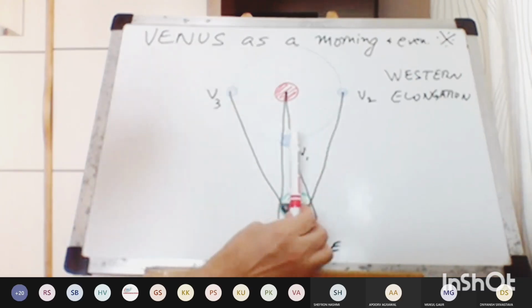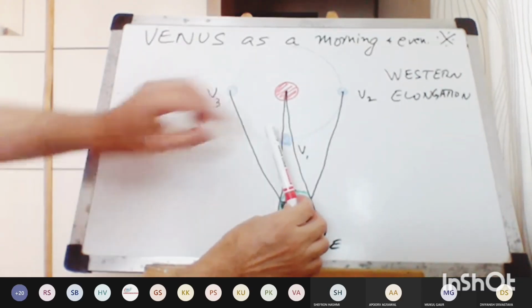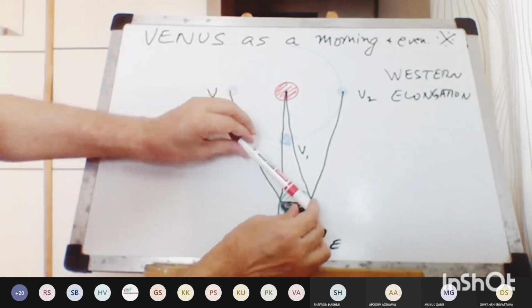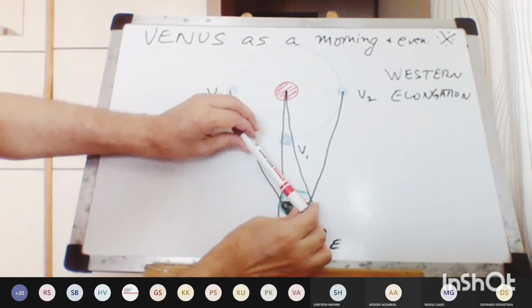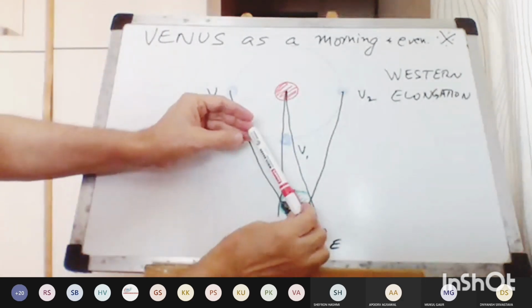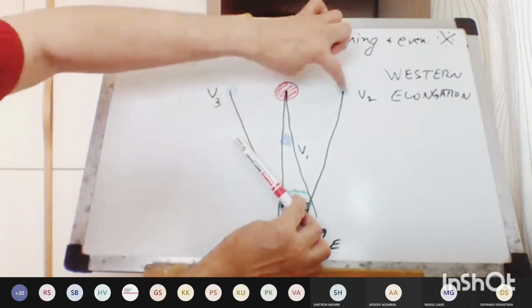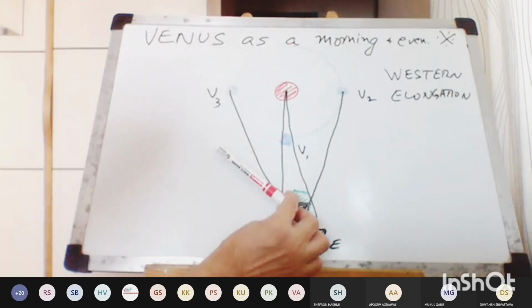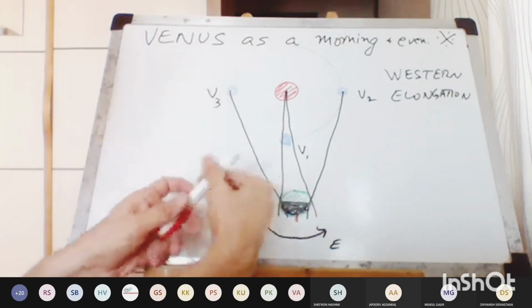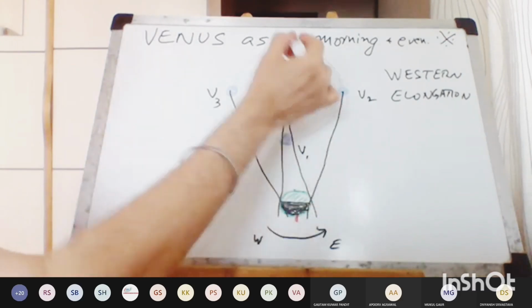Same observer now in the afternoon, the earth is rotating. It is becoming evening now. Which body will set first? Venus or the sun? Venus, sir. Very good.